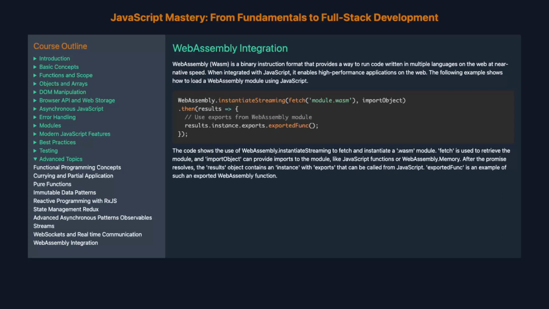The code shows the use of WebAssembly.instantiateStreaming to fetch and instantiate a .wasm module. Fetch is used to retrieve the module, and the import object can provide imports to the module, like JavaScript functions or WebAssembly.Memory. After the promise resolves, the results object contains an instance with exports that can be called from JavaScript. exportedFunc is an example of such an exported WebAssembly function.